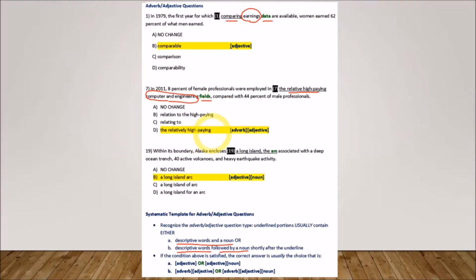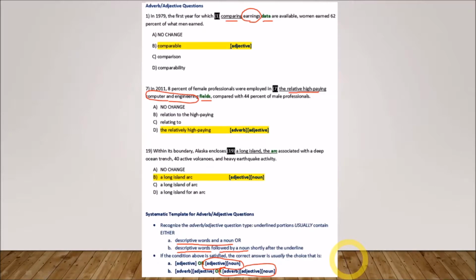Now the correct answer is usually going to be an adjective noun structure or adverb adjective noun structure. This is simply because it is very common for adverbs to structurally precede adjectives and for adjectives to structurally precede nouns. Since all these questions contain nouns shortly after or towards the end of the underlined portions, we should anticipate an answer choice that places adjectives and/or adverbs before these nouns.